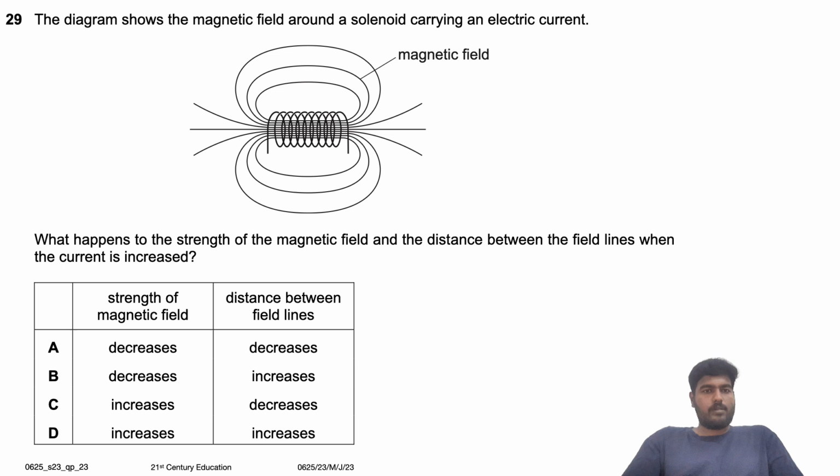The diagram shows the magnetic field around a solenoid carrying an electric current. What happens to the strength of the magnetic field and the distance between the field lines when the current is increased? Okay. If the current is increased, the strength of the magnetic field will increase. Then what is magnetic field strength? Number of magnetic field lines per area. So if the strength increases, the number of field lines in the given area will increase. So the distance between the field lines will decrease.